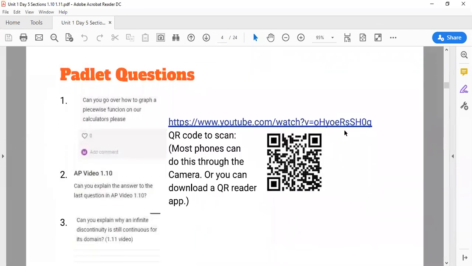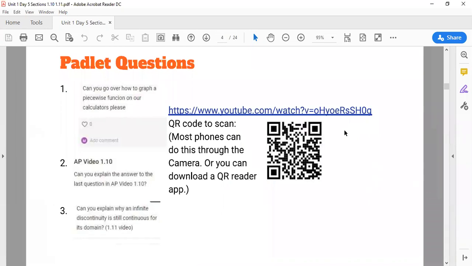Here are the Padlet questions. So let me read through them. Can you go over how to graph a piecewise function on our calculators? I love these calculator questions that students have. I'll always try to answer them with a complete response. So I just Googled a YouTube video.